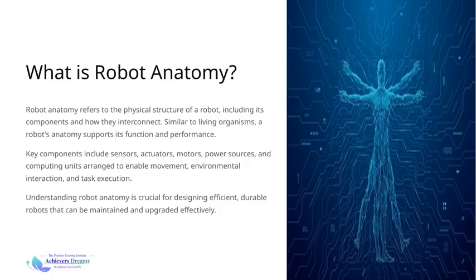All these parts are carefully arranged to allow the robot to move, interact with its surroundings, and perform specific tasks effectively. Understanding this anatomy is really essential because it helps us design robots that are not only efficient and durable, but also easier to maintain and upgrade over time. When we grasp how each part works and connects, we can create robots that are more reliable and adaptable, fitting seamlessly into the overall theme of building smarter, more capable machines.